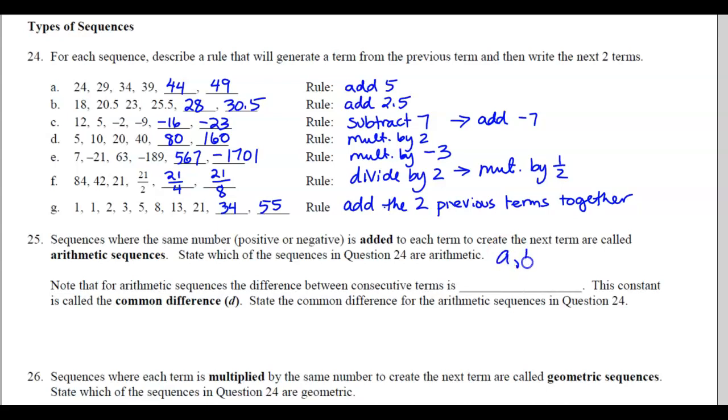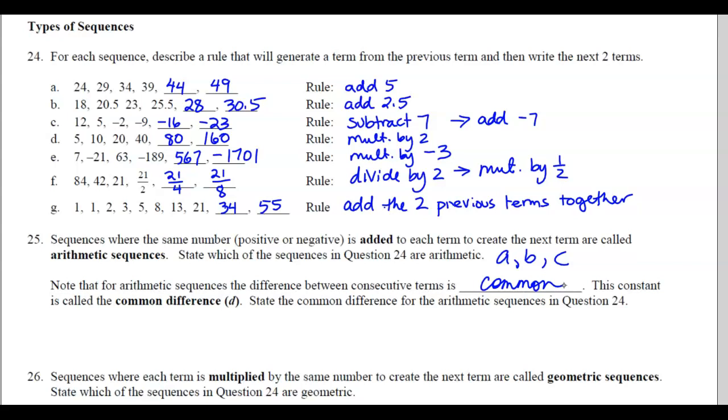A, B, and C. Note for arithmetic sequences, the difference between consecutive terms is common. You keep adding the same thing. And that's why we call it a common difference. Because we take the second term and subtract the first. So that's a difference. That's how we get it. State the common difference for the arithmetic sequences in 25.